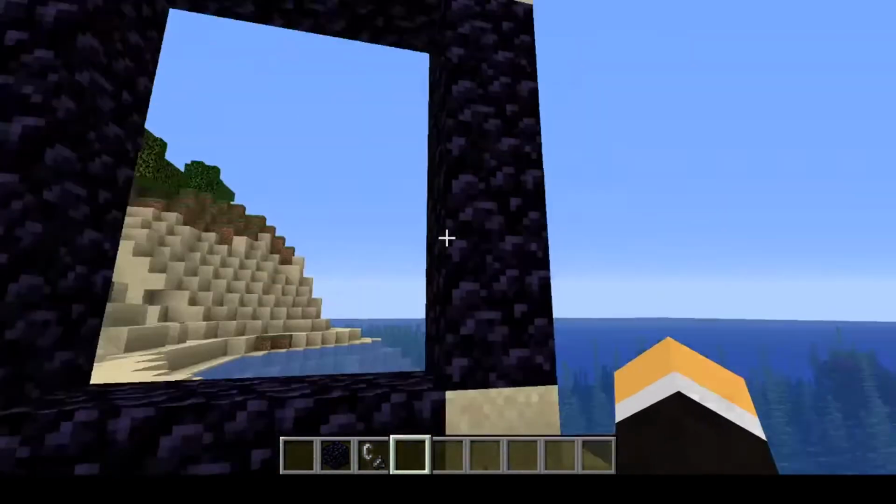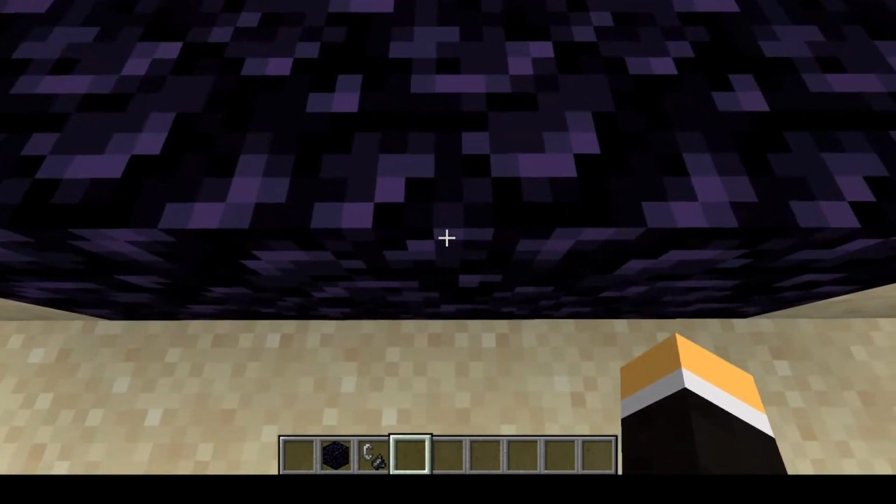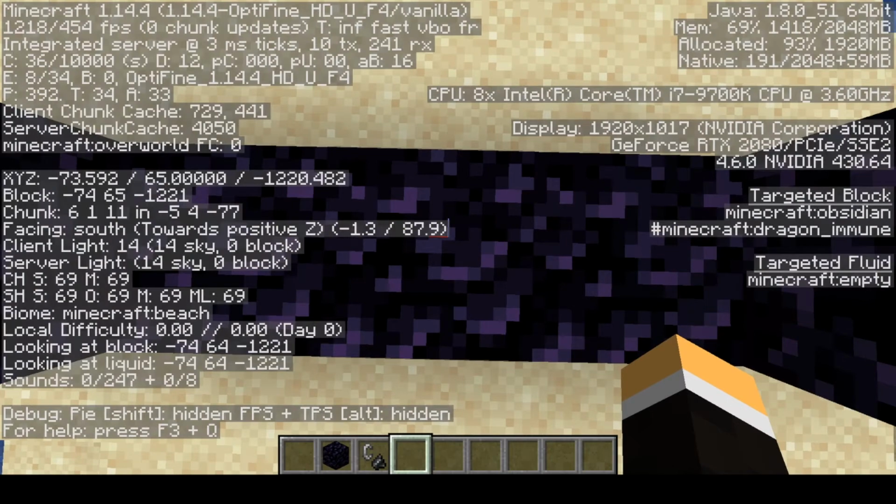So when you've created your portal, before you light that, you want to come to that middle block, jump up on it, and then take a look at your GUI, your F3 screen. You'll see here that my X is minus 73.592. That's going to be rounded up to 74. Divided by 8, that equals 9. You would write that number 9 down, because that's what you're going to be looking for in the X coordinate in the Nether.